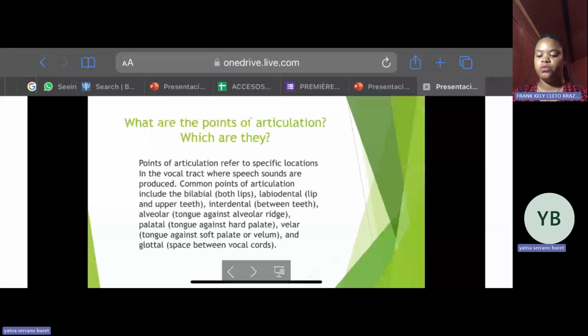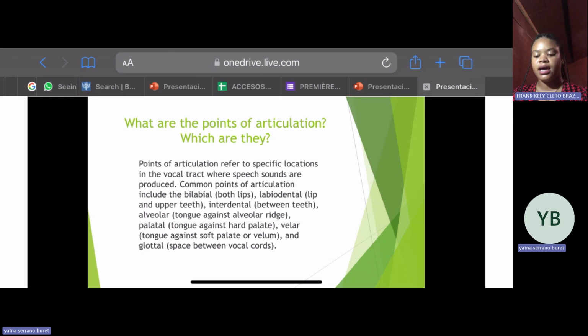Point of articulation refers to a specific location in the vocal tract where speech sounds are produced. Common points of articulation include bilabial, both lips; labiodental, lip and upper teeth; interdental, between teeth; alveolar, tongue against the alveolar ridge; palatal, tongue against the hard palate; velar, tongue against the soft palate or velum; and glottal, the space between the vocal cords.